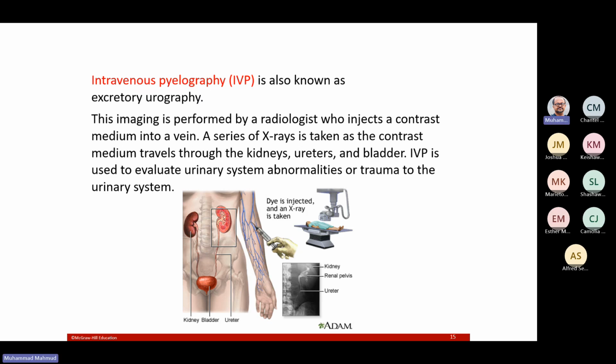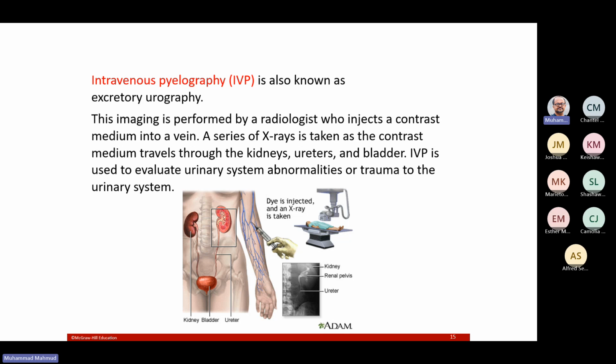Let's talk about IVP, intravenous pyelography. Pyelo means the renal pelvis, the part of the kidney. With this imaging technique, we want to see the condition of the kidney, ureter, bladder, or urethra. This technique is also called excretory urography, and this is what we do.